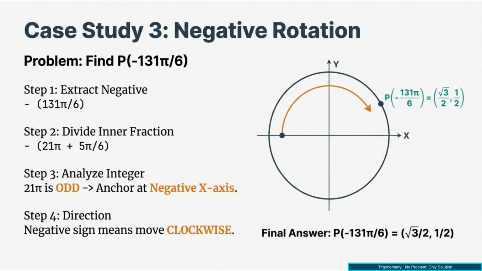In case study 3, we find P of negative 131 pi over 6. First, extract the negative, then divide to get 21 pi plus 5 pi over 6. 21 pi is odd, so we anchor at the negative x-axis. The negative sign means moving clockwise.